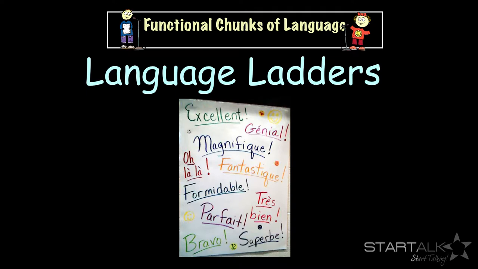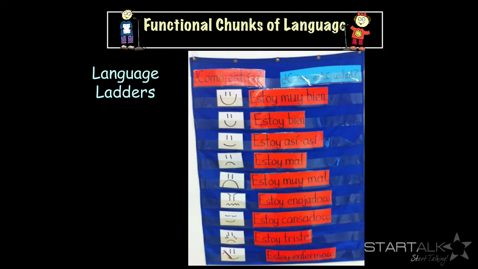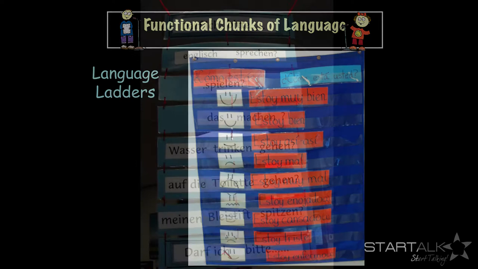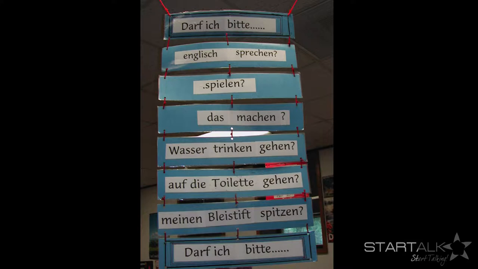And this is a pocket chart which says, I'm very well, estoy muy bien, I'm well, estoy bien, I'm fine, estoy así así, I'm not so good, I'm very bad, I'm angry, anyway. Statements all related to feelings, and this one really looks like a ladder. This one was done as a ladder on a pocket chart. Ladder meaning you teach one phrase, and then you keep adding on, and you can hang it from the classroom or post it in the classroom.